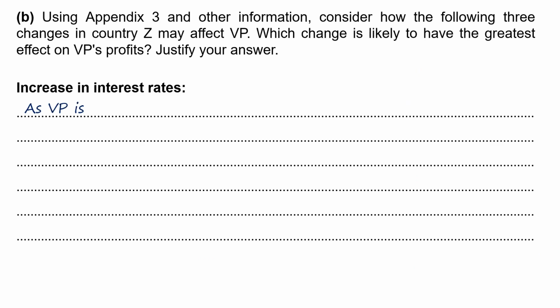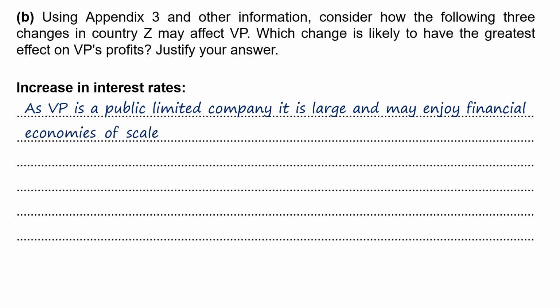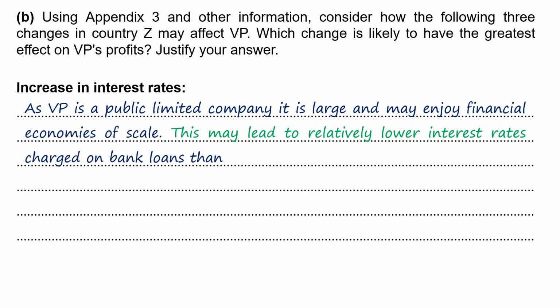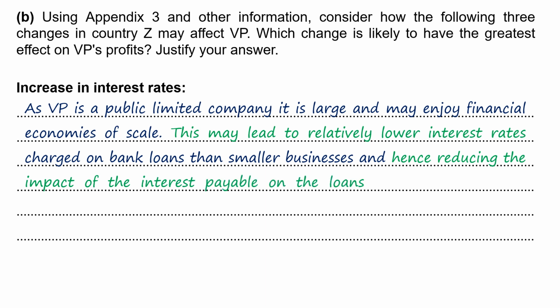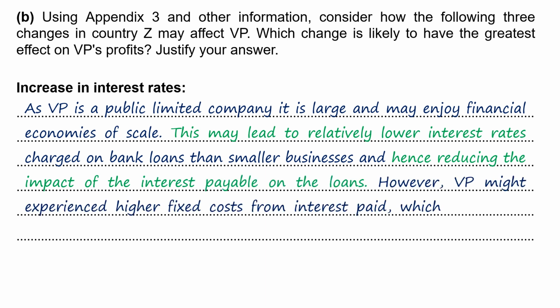Increase in interest rate. As VP is a public limited company, there is application here. Just to remind you that you will need to provide application in the conclusion as well. So as VP is a public limited company, it is large and may enjoy financial economies of scale. This may lead to relatively lower interest rates charged on bank loans than smaller businesses, and hence, the second analysis part, reducing the impact of the interest payable on the loans.